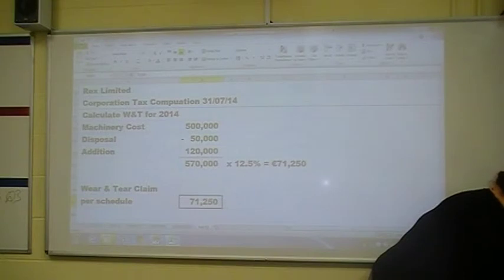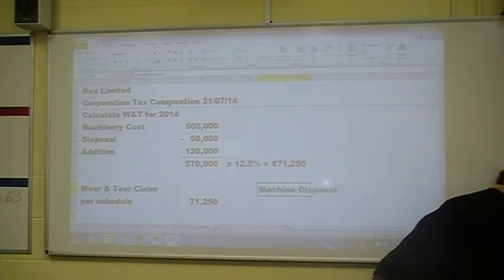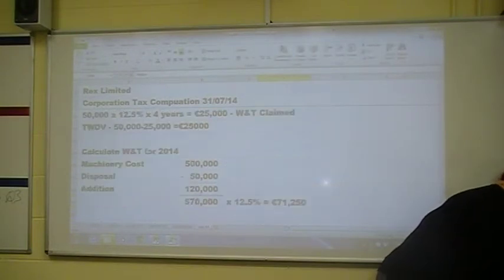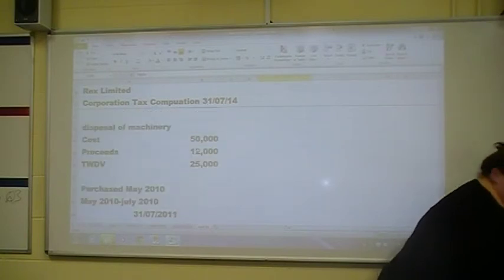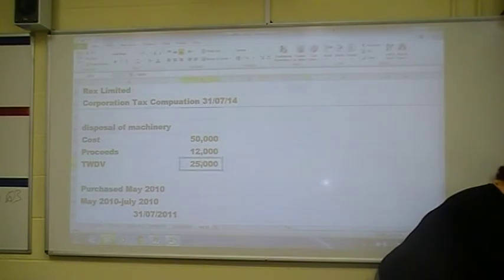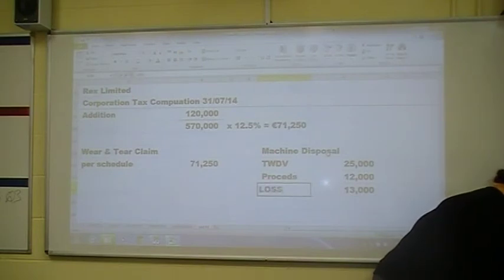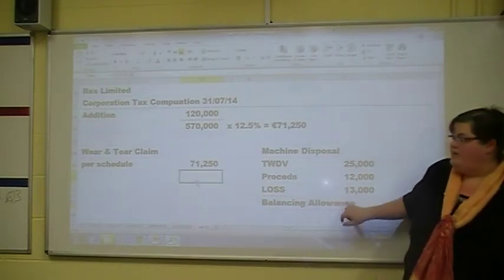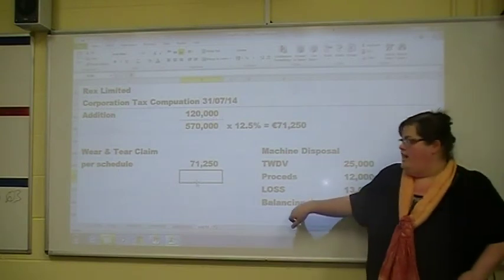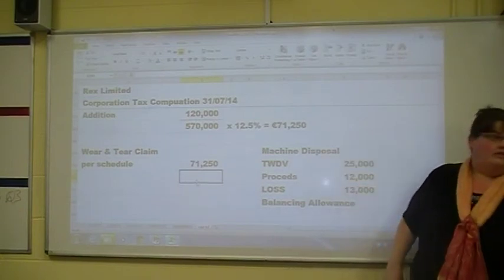Okay, so my wear and tear claim per schedule is 71,250. So now I must do my machine disposal. So you take your tax written down value figure, your proceeds. And if you have all those figures kept together, it's very easy to do that. So we have our proceeds figure of 12, tax written down value of 25. So it's actually a loss of 13,000, isn't it? So that's a balancing allowance. You can actually claim 13,000 extra in wear and tear that year. Whereas if it was a balancing charge, you'd have to take 13,000 off of your 71,250.